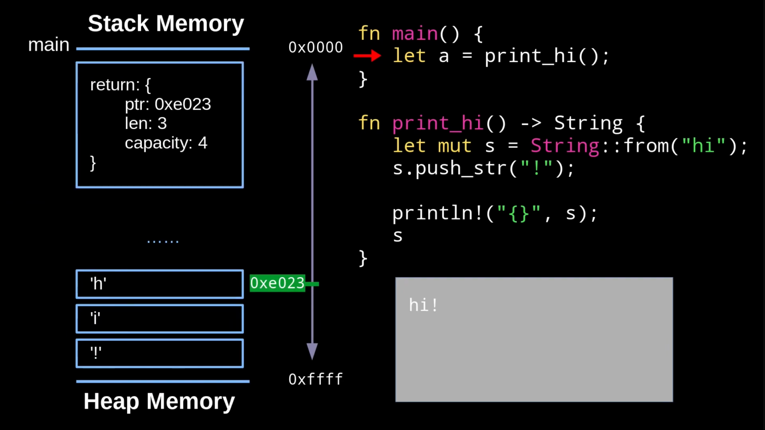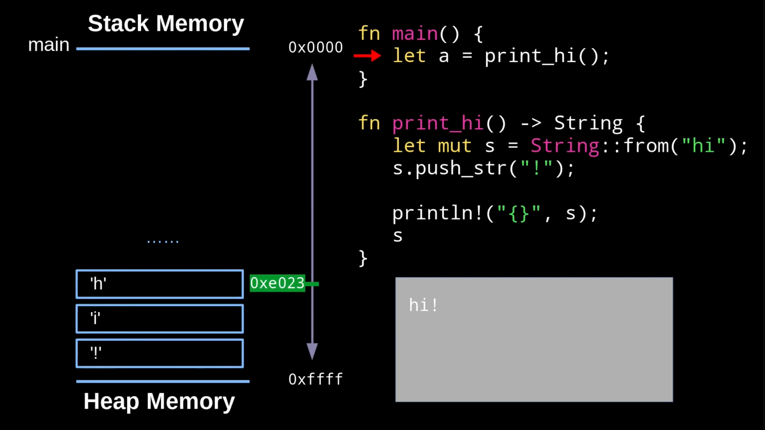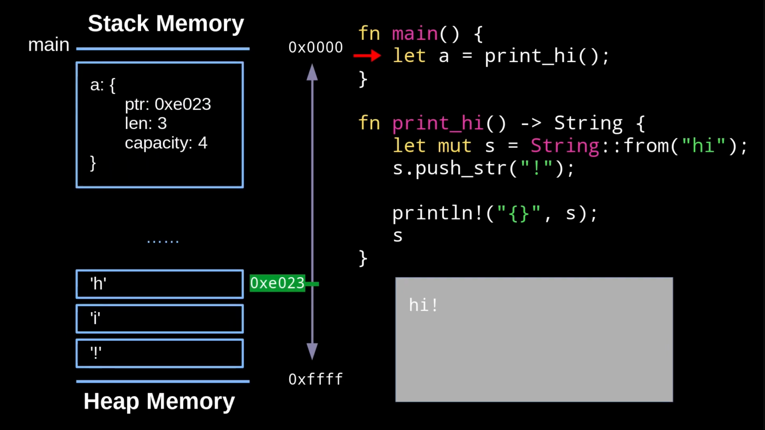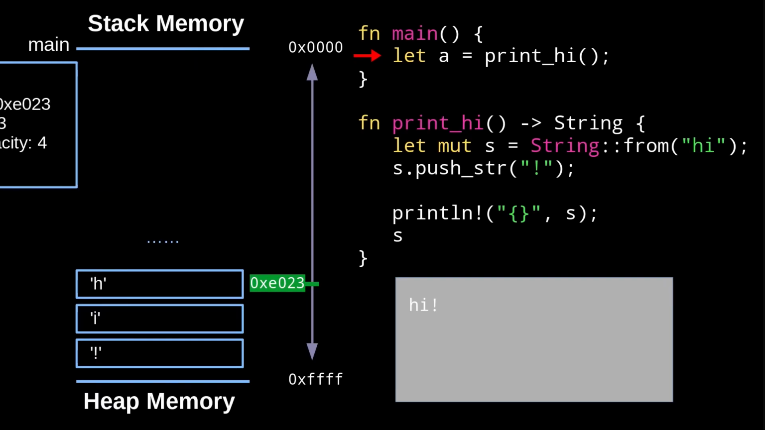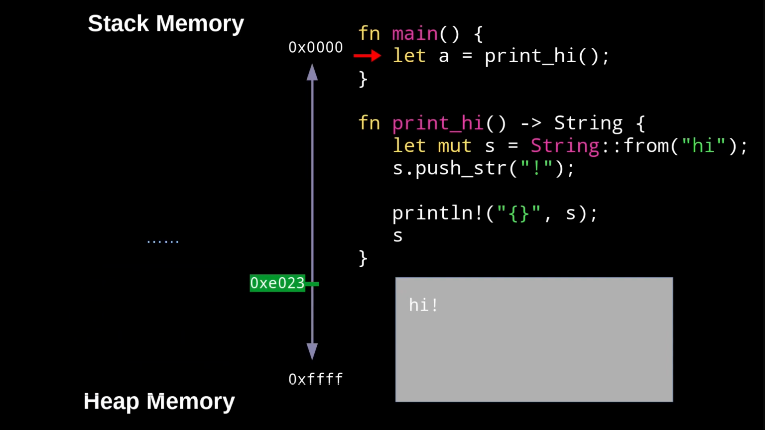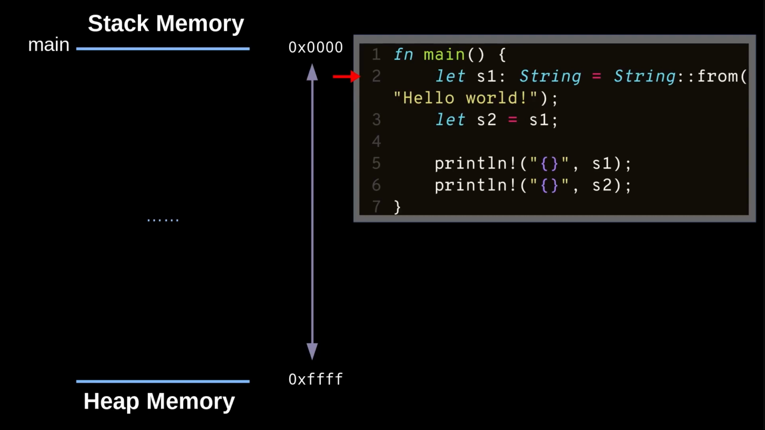Then its return value is going to be used by main and assigned to A. And notice how nothing changed with our heap value. This is because the ownership has been passed on from S to A, and now A is responsible for deallocating the heap when it goes out of scope. And we see that when our main function ends, A will go out of scope and the memory will be deallocated.